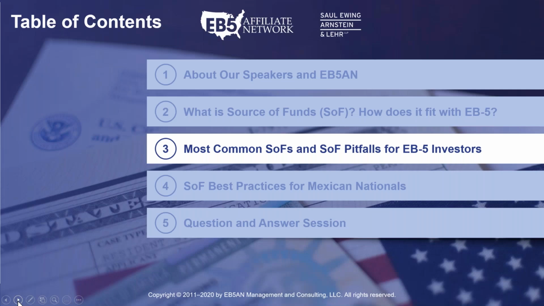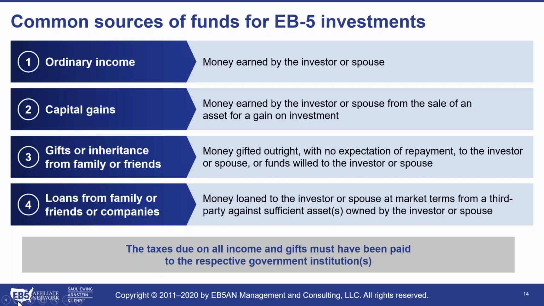Okay, so now we're going to shift gears and talk about, just high level, what are some of the common sources of funds and issues that EB-5 investors face. So starting out first, obviously ordinary income. So an investor is working as a doctor in a hospital, they earn money, or their spouse earns capital through a normal job. That's ordinary income.